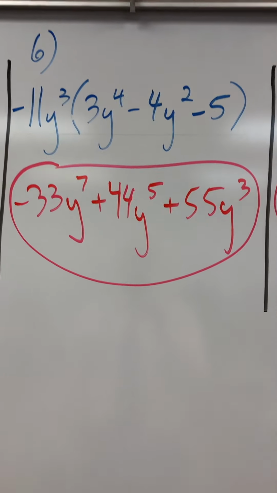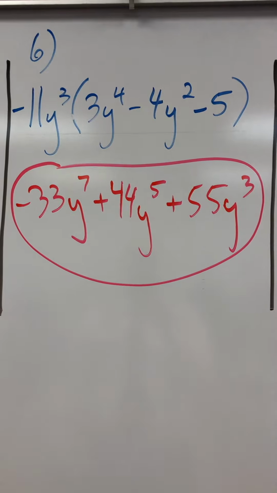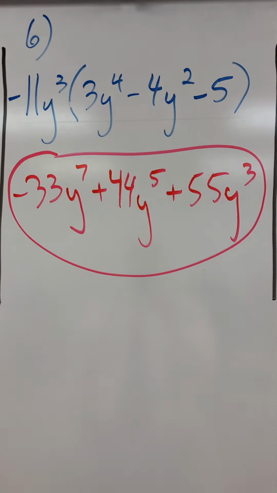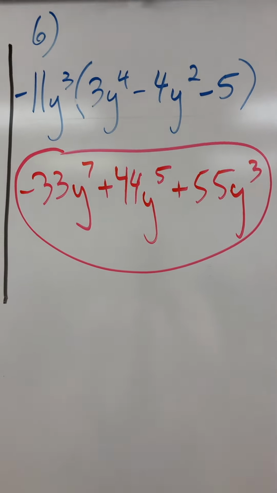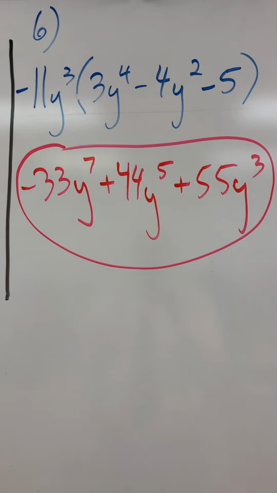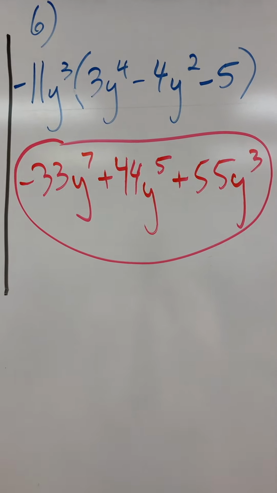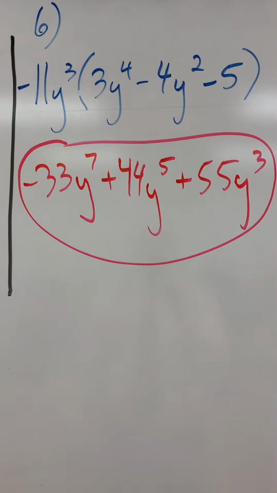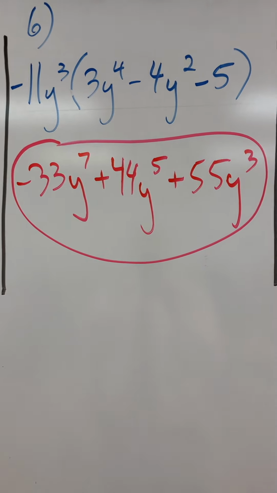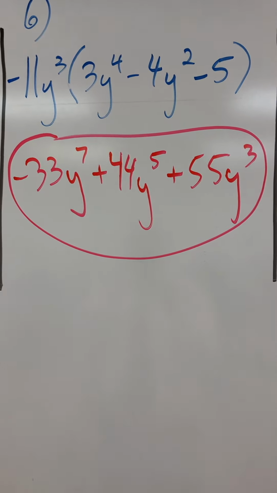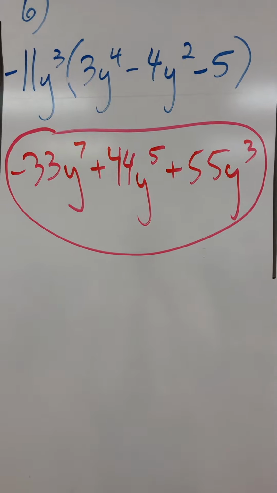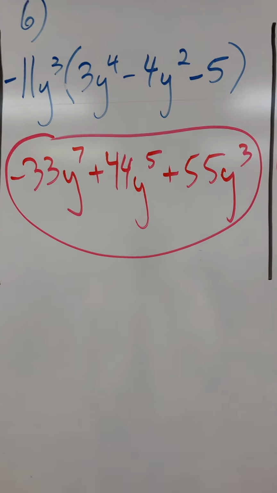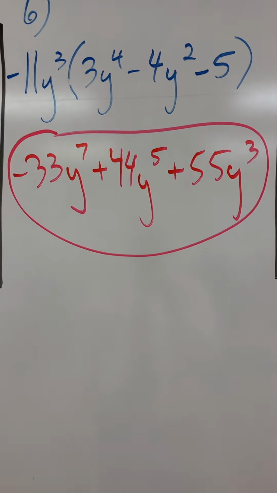Negative 11y to the third times 3y to the fourth minus 4y squared minus 5. Okay, negative 11 times 3, negative 33, y to the 7th. Negative 11 times negative 4, positive 44, y to the 5th. Negative 11 times negative 5, positive 55, y to the 3rd.